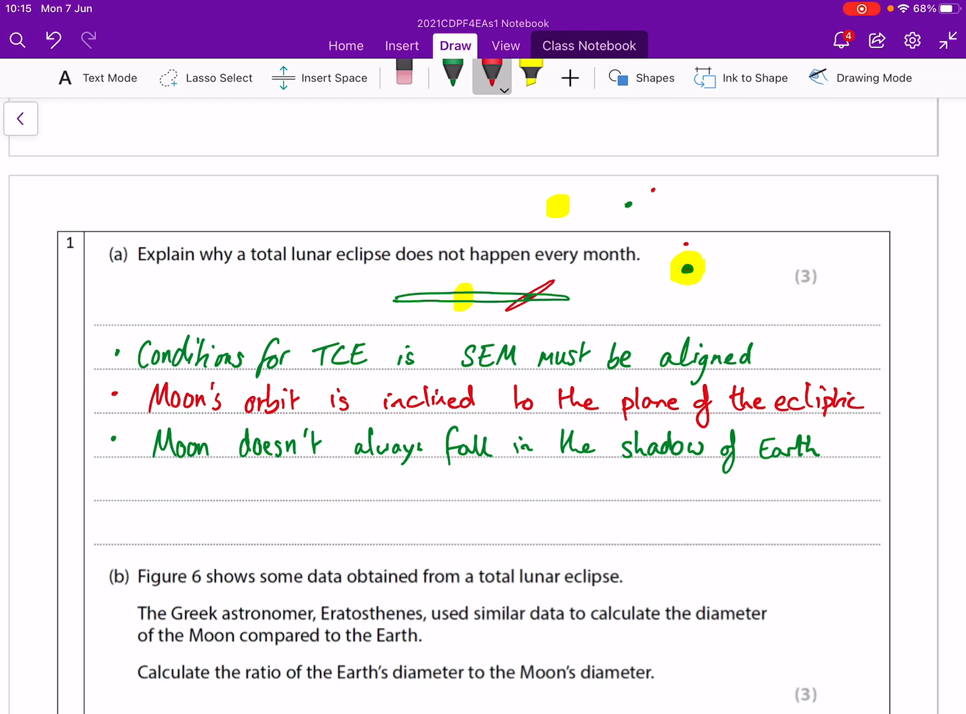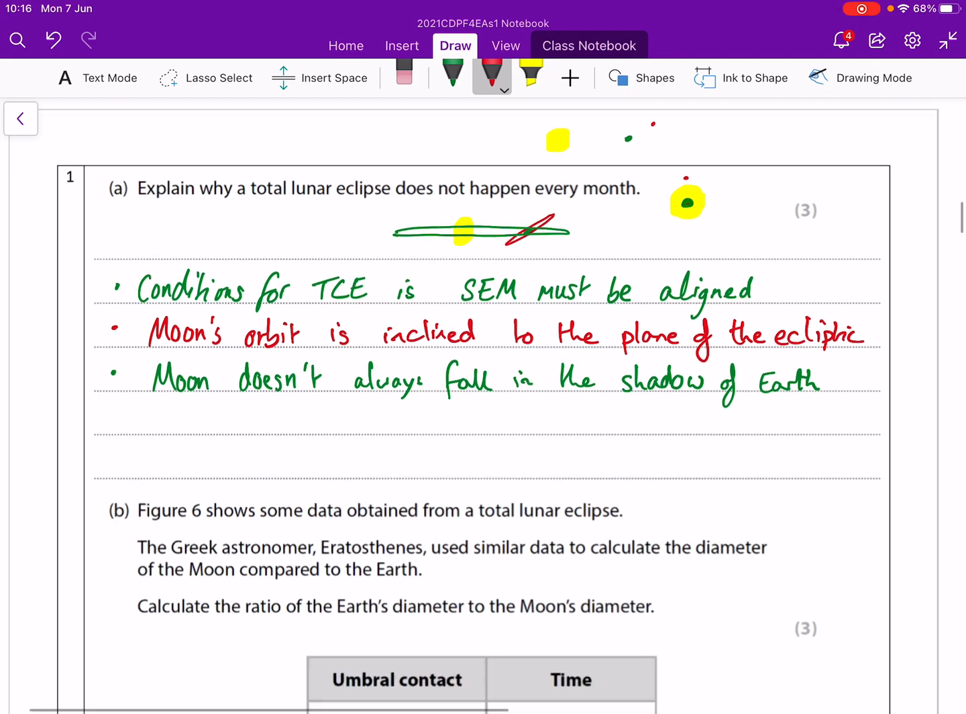Second mark then, the moon's orbit is inclined to the plane of the ecliptic. The ecliptic is effectively the Earth's orbital plane. And so the final mark, the moon doesn't always fall in the shadow of the Earth. So 3 marks if you get those 3 points.